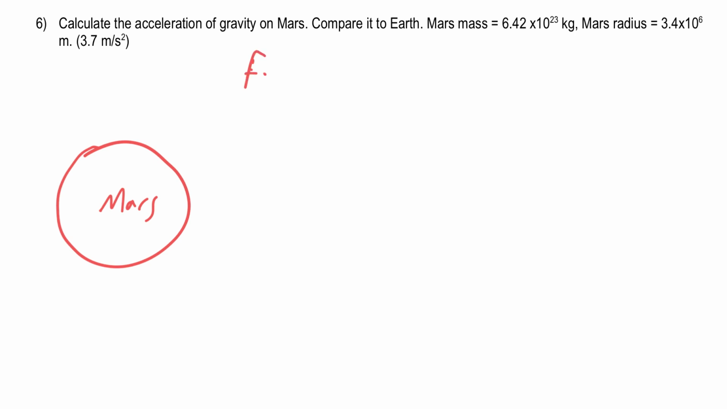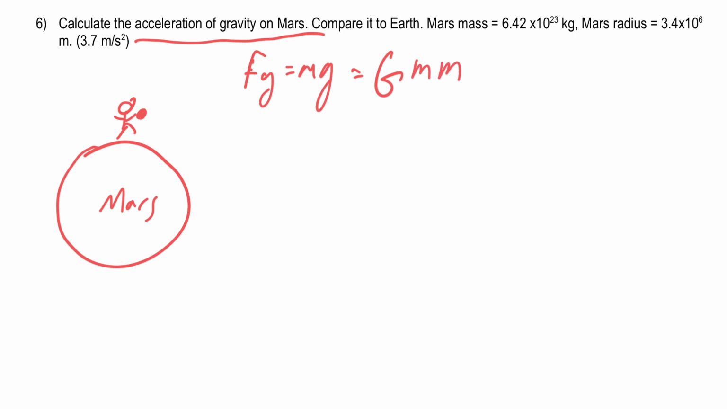Fg, remember, is mg. Or is it? It's not actually mg. It's only mg when we're close to the surface. So in this case, it's saying acceleration of gravity on Mars. We're going to assume that they're asking about close to the surface here. So when we're close to the surface, we can use mg. But if we're far away, or if we're close, we can use the actual equation for gravity, which is big G m1 m2 over r squared.